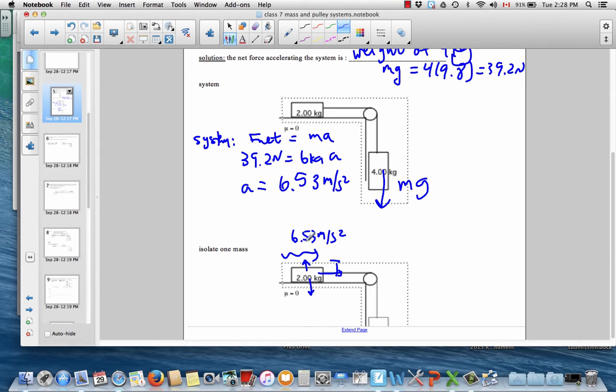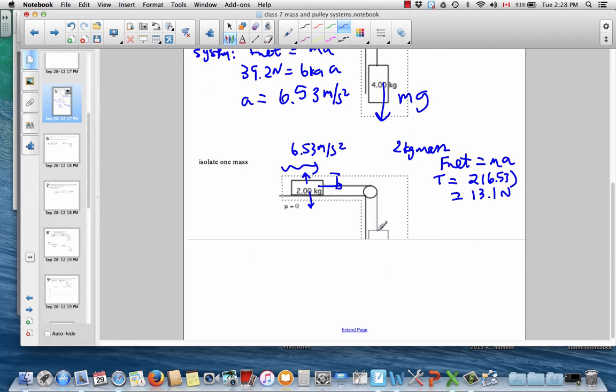Okay, so applying Newton's second law to the 2 kilogram mass, the net force will be ma. The net unbalanced force is the tension in that cord. It's 2 kilograms accelerating at 6.53 meters per second squared. So what is that? That's 13.1 newtons of tension.